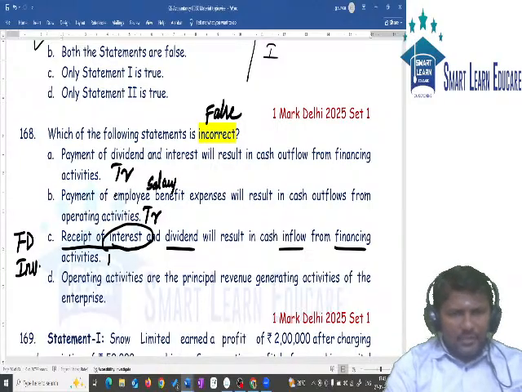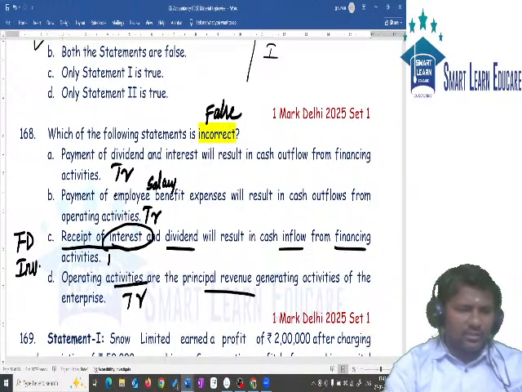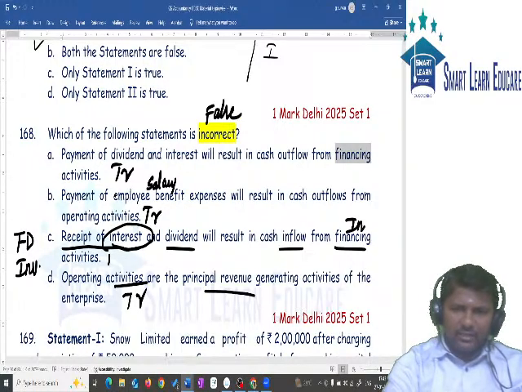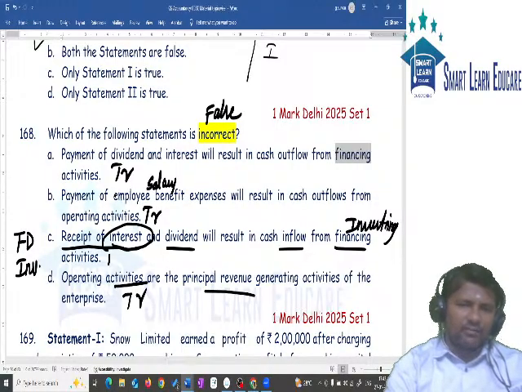Then the last one, operating activities are principal revenue generating. So this is also true. Only thing is, it is not a financing activity. It is what activity? Investing activity. The third one will come under investing activity, so this one is false. So the answer is option C.